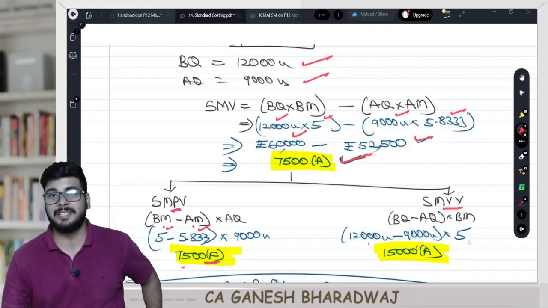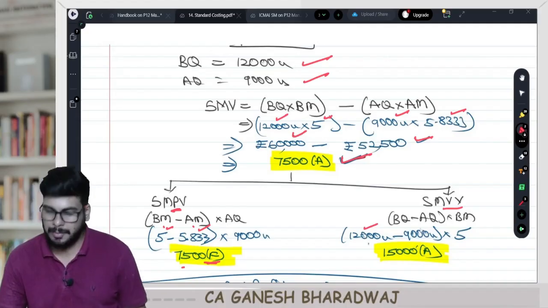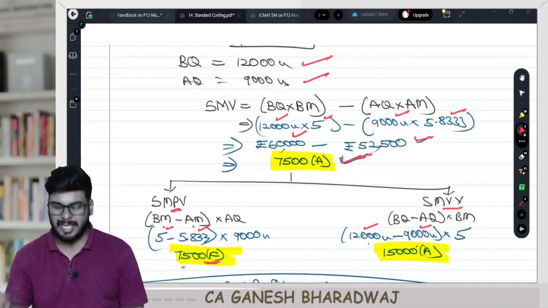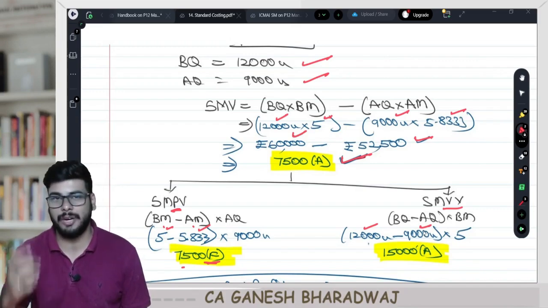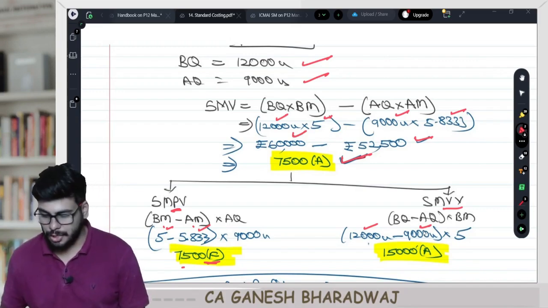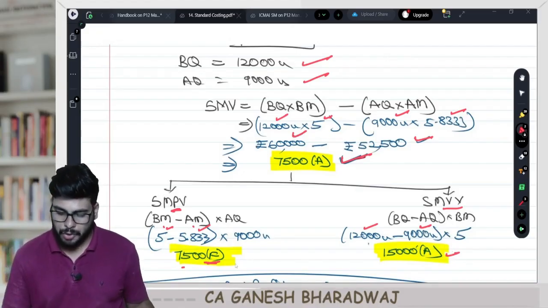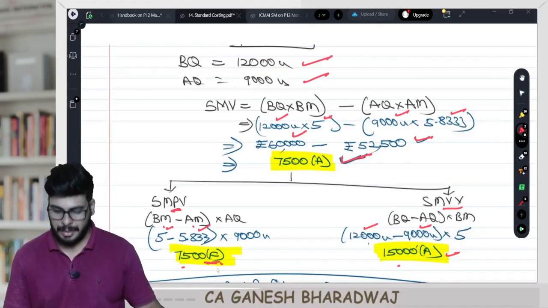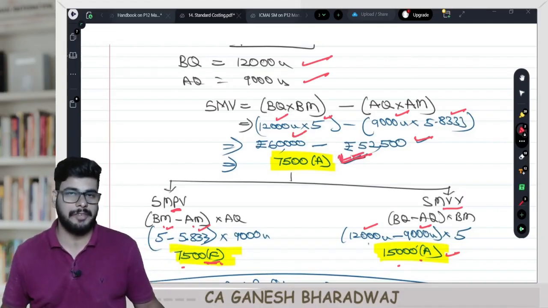And similarly, the sales margin volume variance is going to be, I plan to sell how much? 12,000 units, but I actually ended up selling only 9,000 units. I sold 3,000 units less, and had I sold each of these units, I would have got 5 rupees of profit. So 3,000 into 5, 15,000 rupees. I lost my profit, so 15,000 adverse. If you knock off these two, 7,500 favorable plus 15,000 adverse, you get what? The daddy comes out to be 7,500 adverse.